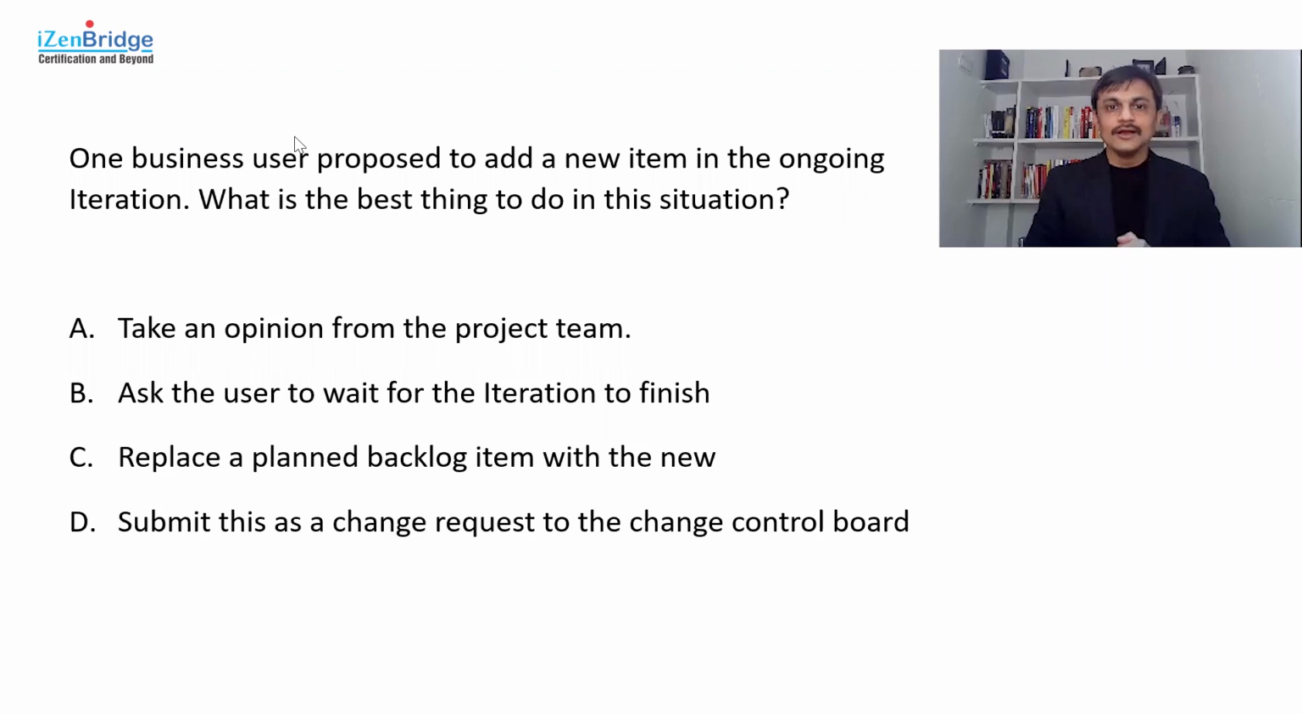Question 45. One business user proposed to add a new item in the ongoing iteration. What is the best thing to do in this situation? Option A, take an opinion from the project team. Option B, ask the user to wait for the iteration to finish. Option C, replace a planned backlog item with the new one. Option D, submit this as a change request to the change control board. So I let you choose and then we discuss.